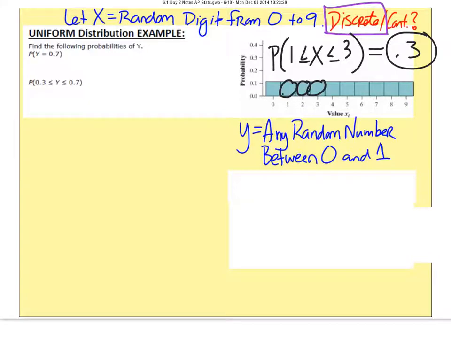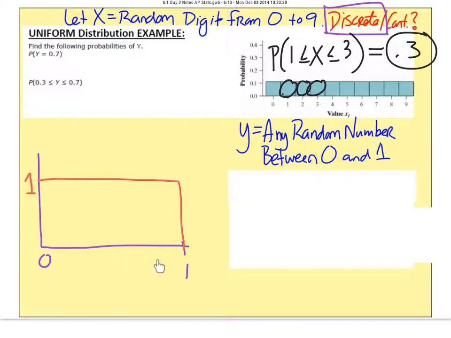So I'm actually going to sketch a different distribution for this. And here's what the probability distribution could look like. Now, would you say this one is continuous or discrete? So on here, we can have any value between 0 and 1. In this case, we consider that this would be a continuous situation.